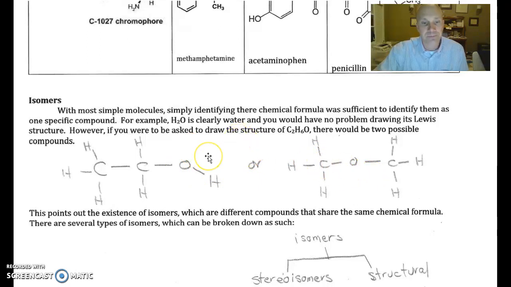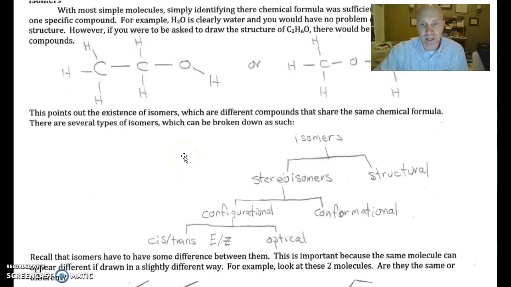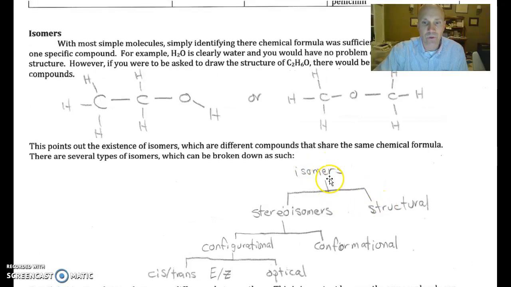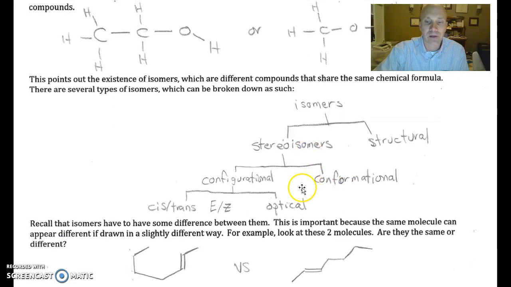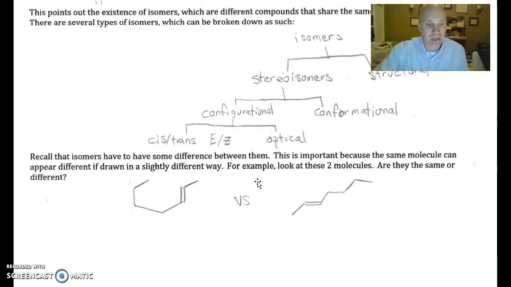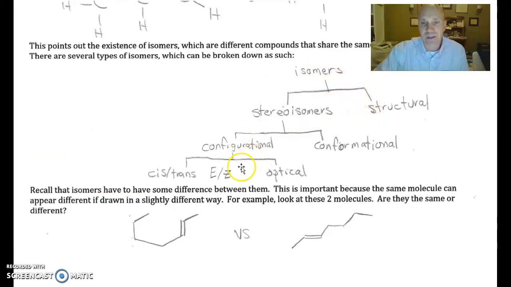All right, so there are a lot of different types of isomers. We're probably going to spend more time on some versus others, but it can be broken up this way. Isomers can be broken up into what are considered stereoisomers and structural isomers. All right, stereoisomers can be further broken down into configurational and conformational. And configurational can be cis-trans, E/Z, versus optical. I know that these words don't have much meaning right now, but we will talk about what they mean.